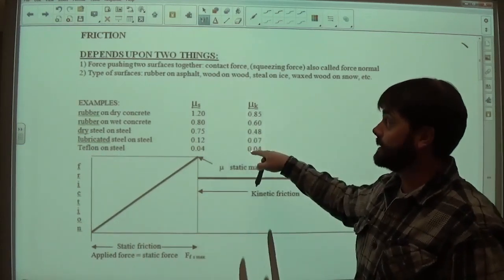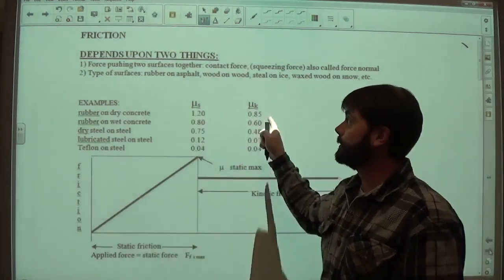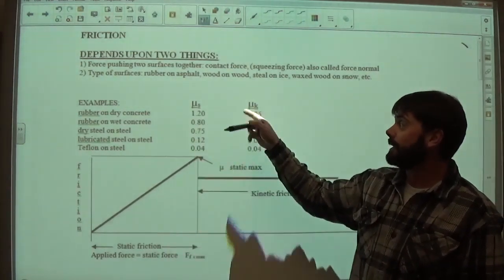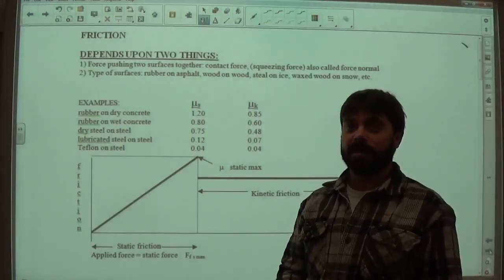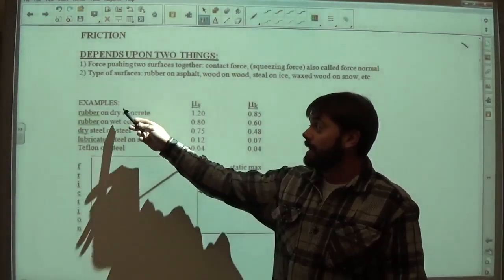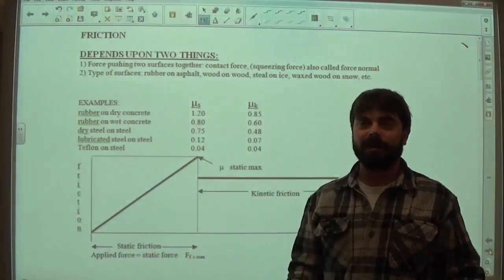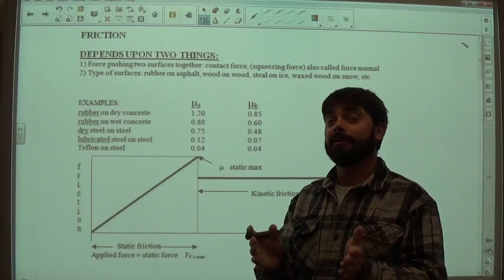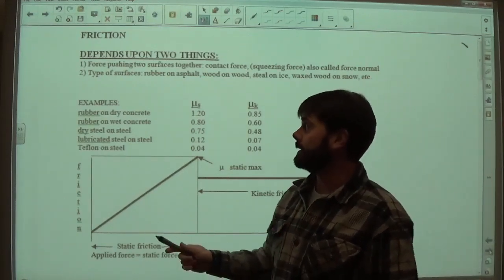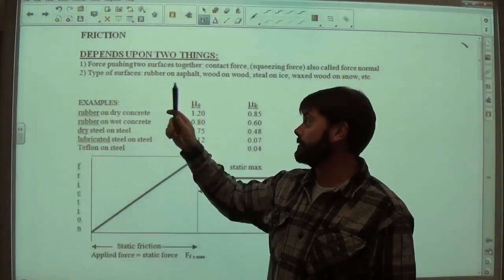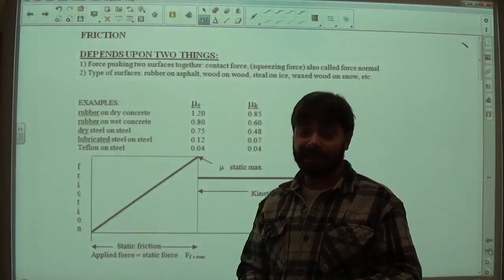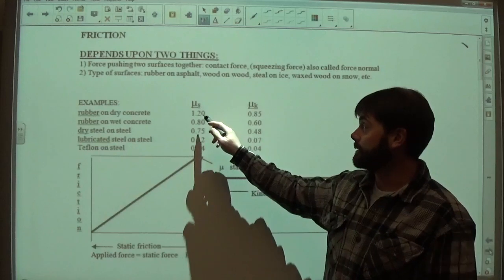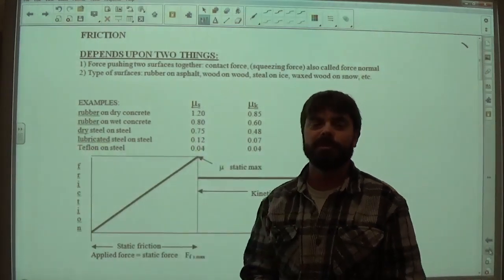So here are some examples of different measurements of mu. Remember this mu symbol; that's how it's pronounced, mu. It varies on the types of surfaces, not just the one surface but the other surface, because remember there have to be two objects making contact with each other. So if you have rubber on dry concrete, like the bottom of your shoe or an automobile tire on dry concrete, it has a static mu of about 1.2.